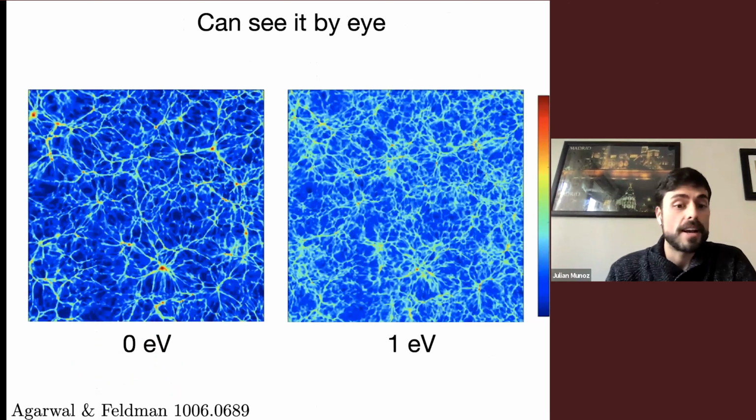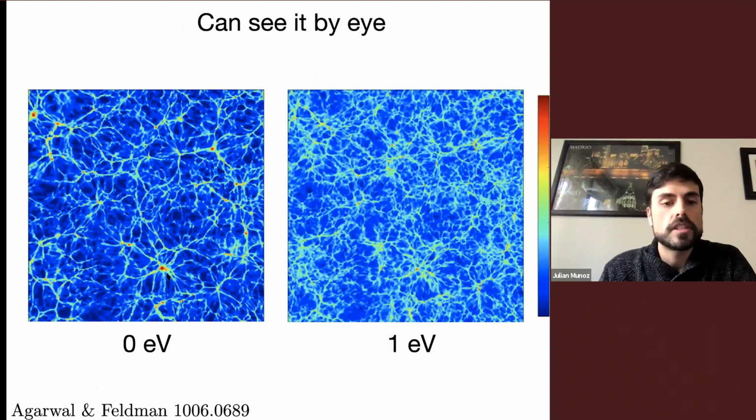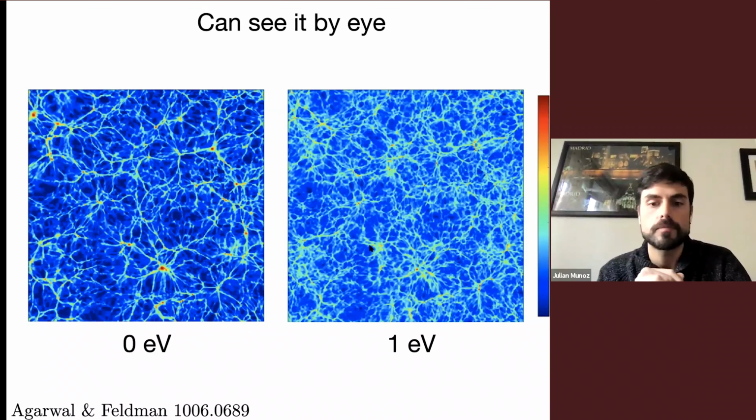You can even see this by eye. There's a simulation from this paper in 2010, where on the left you have cold dark matter with massless neutrinos, and you get all this beautiful large-scale structure of the universe, filaments, galaxies, and so on. And on the right, part of the dark matter is neutrinos at 1 eV mass. You can see how all these super dense clumps have actually gotten erased, and you get a much more homogeneous universe.